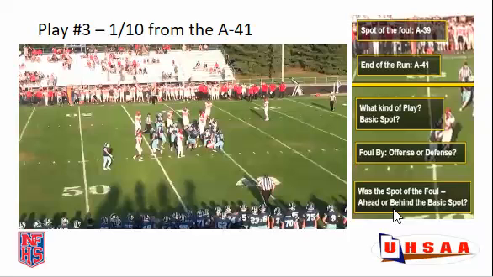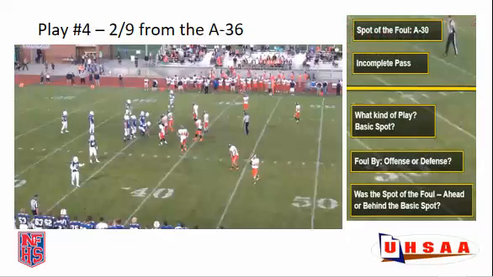So we will enforce this penalty 15 yards from the A41 and tack it on, and take the ball down to the B44 yard line, the third quadrant on our chart. Now let's look at the fourth quadrant.